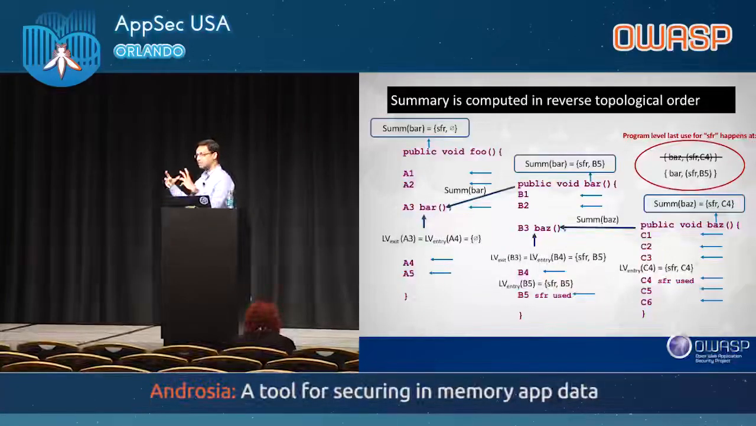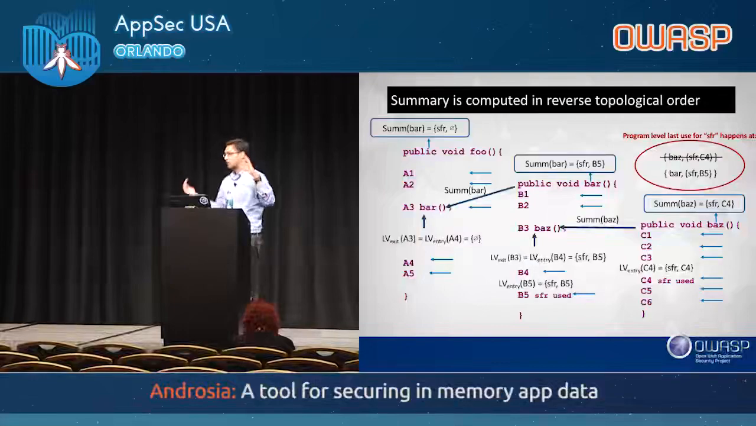So baz will be analyzed first, and then bar, and then foo. And the analysis flows backwards. So the last statement of baz will be analyzed first. And then we'll keep going in the reverse order of program execution. So we'll analyze C6, C5, then C4, and we'll see that SFR is being used here.